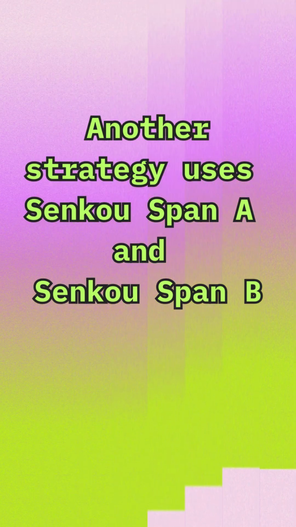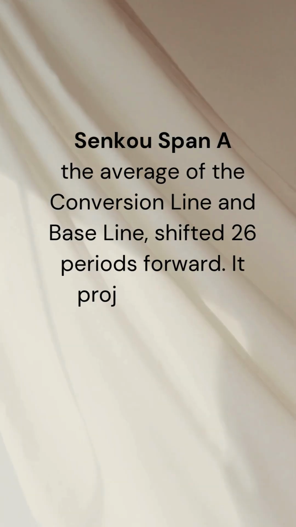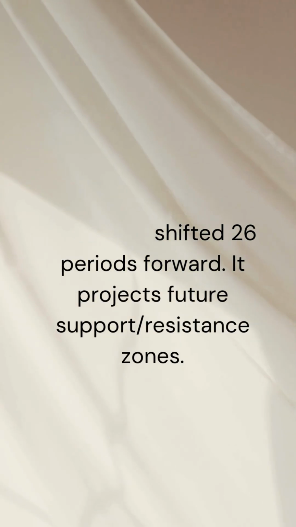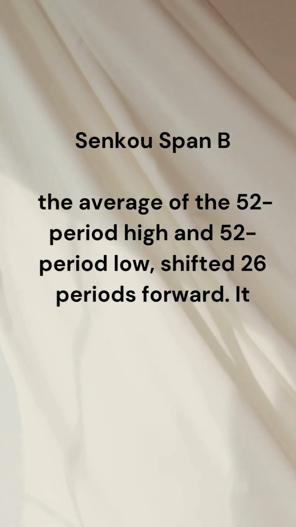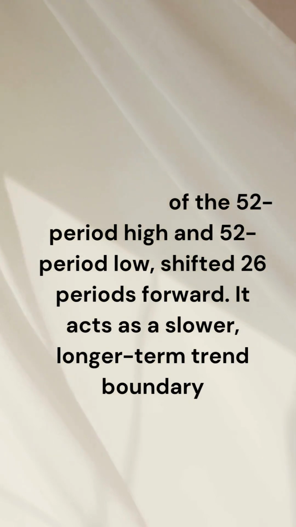Another strategy uses Senkou span A and Senkou span B in the following ways. First, Senkou span A, the average of the conversion line and base line, shifted 26 periods forward. It projects future support or resistance zones. Second, Senkou span B, the average of the 52-period high and 52-period low, shifted 26 periods forward. It acts as a slower, longer-term trend boundary.